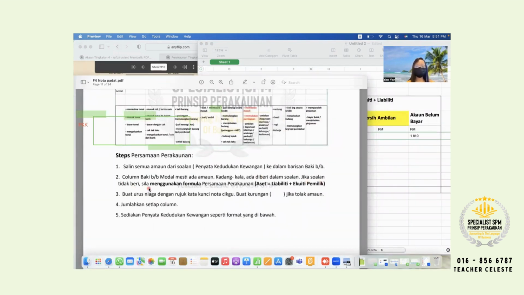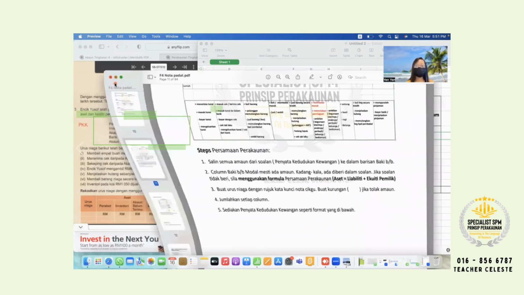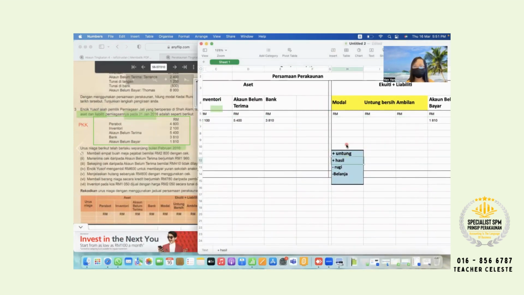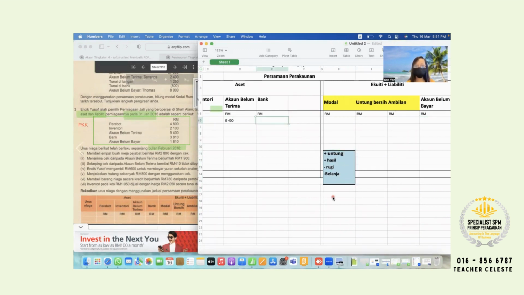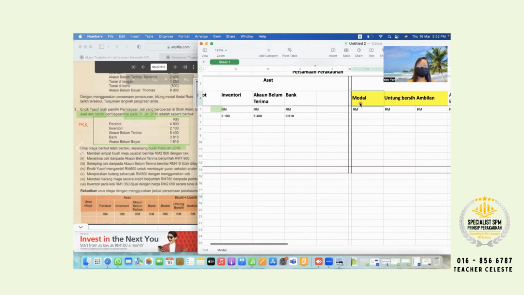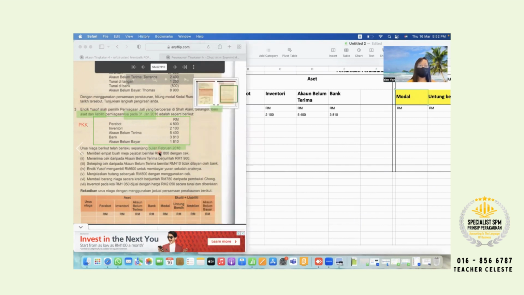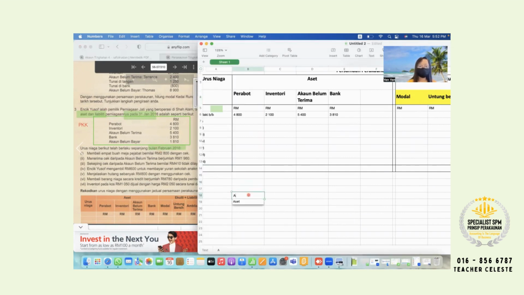Jika soalan tidak beri, sila gunakan formula persamaan perakaunan. Maksudnya this one, asset tanpa liability, asset equals to liability plus equity per milik. Wait. Bank equals to 3810. Okay, so for this one, how to find this modal? So you still remember what you learned last week. So that one is your persamaan perakaunan, asset equals to liability plus equity per milik.